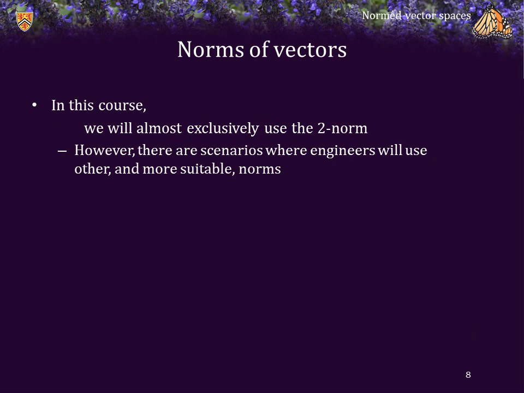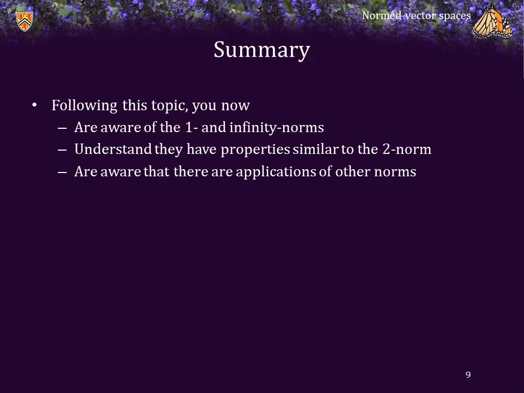Now, in this course, we will almost exclusively be using the 2 norm. However, there are scenarios, as I just described, where engineers will use other and more suitable norms. So, following this topic, you are now aware of the 1 and infinity norms. You understand that these norms also have properties similar to that of the 2 norm. And you are aware that there are applications where you would be using these norms over and above using a norm such as the 2 norm, or the Euclidean norm as you may have seen in secondary school.